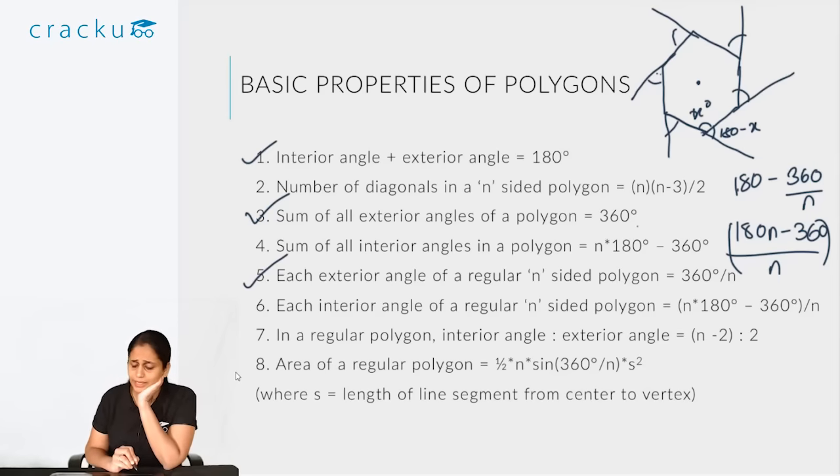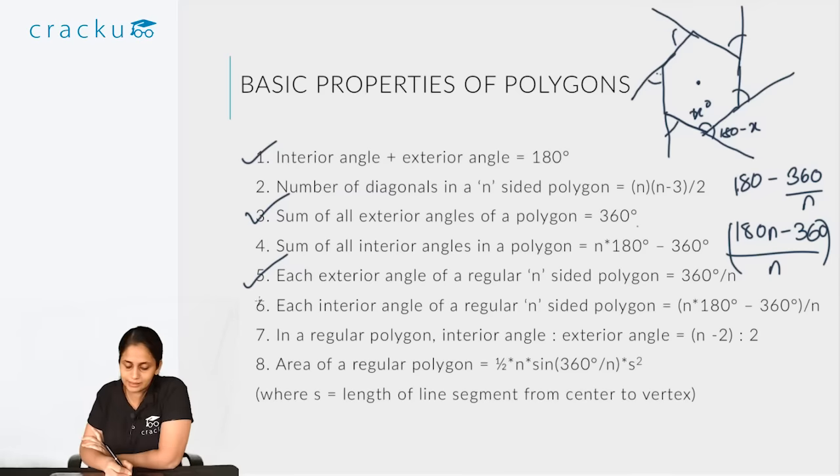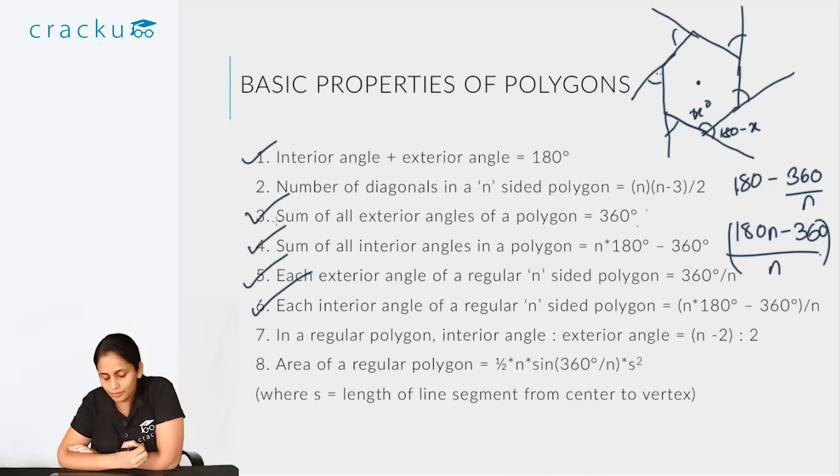So each internal angle of a regular n-sided polygon will be (180n minus 360), the whole divided by n. I got this by just remembering the fact that the sum of all exterior angles is 360 degrees. If each interior angle of a regular n-sided polygon is this, the sum of all interior angles will be this times n, so this will be 180n minus 360 degrees. So just from that one fact, I could infer 3, 4, 5 and 6. Just remember that the sum of all exterior angles is 360 degrees.